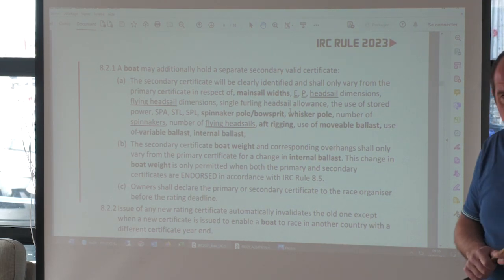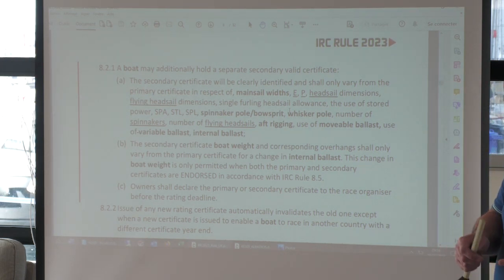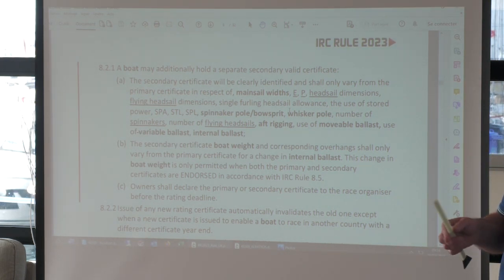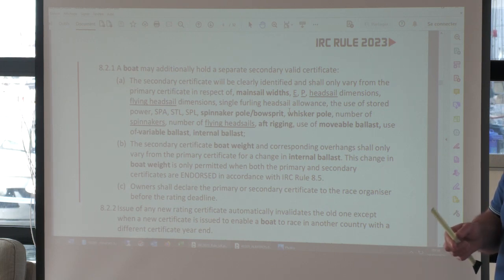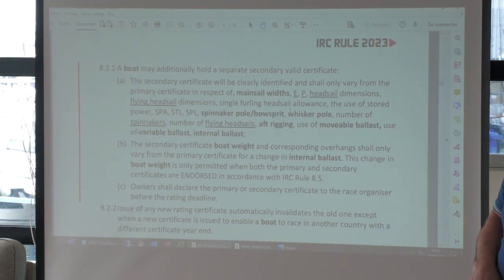But before 1 week, more. 1 week, yeah. At least 1 week. After that, the race organizer may impose a longer delay, but the minimum that we recommend is 7 days. 7 days before the start of the first race of the regatta. Okay?